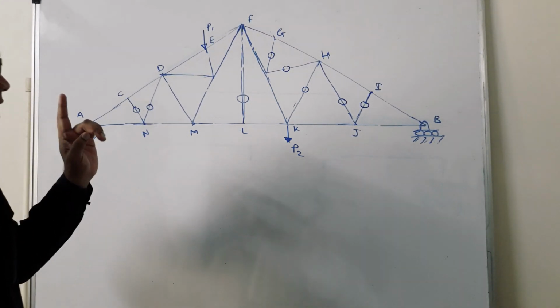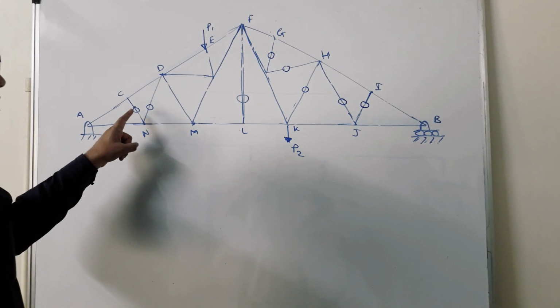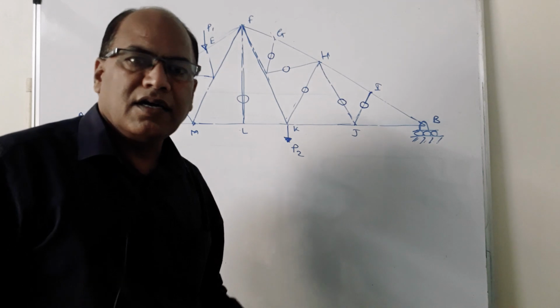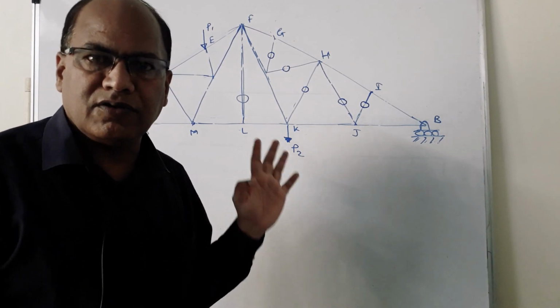So if I count these zero force members, then there are 1, 2, 3, 4, 5, 6, 7, 8. So 8 is the total number of zero force members over here.